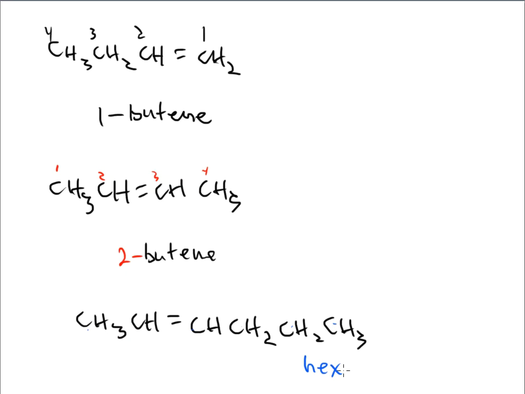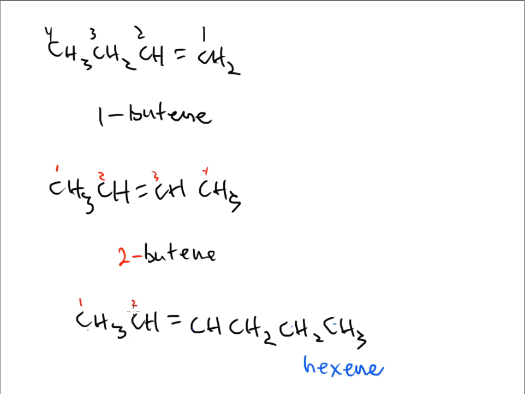6 carbons is a hex. This has a double bond, so it's an ene. I've got to figure out where the double bond is located. I either have to start numbering on the left or the right, one or the other, and I number closest to the end that has the double bond, and that means left.